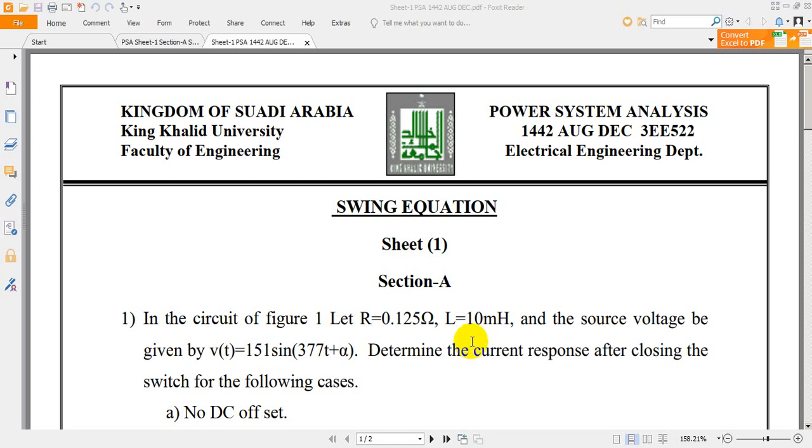Welcome to the first session of the power system analysis tutorial. In this we are going to see problems related to the transient response in an RL circuit and also related to the swing equation.